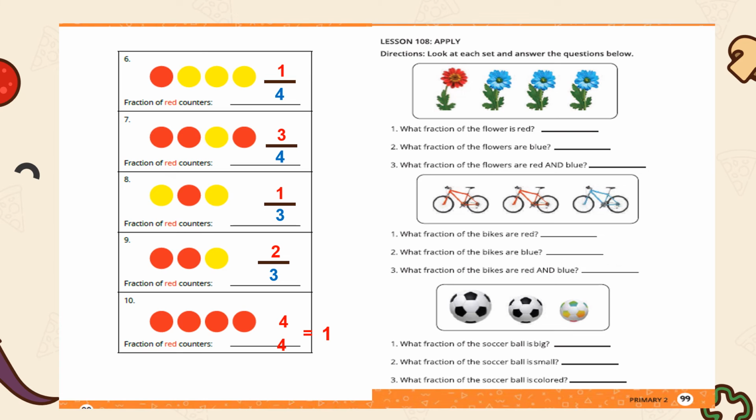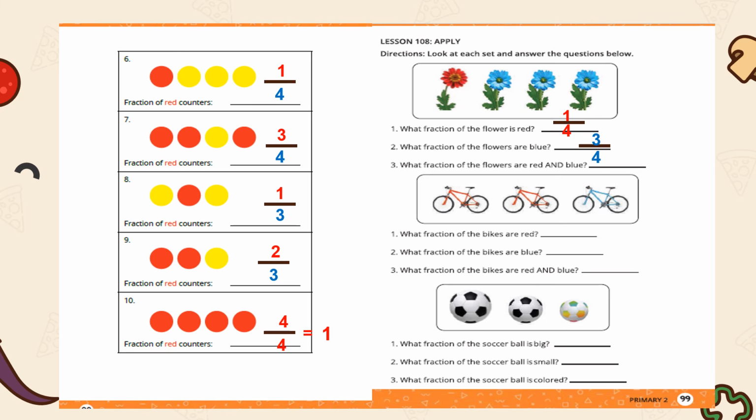Next page. Look at each set and answer the questions below. In number 1. What fraction of the flower is red? First thing, the total parts are 4. And how many red? Just 1. So the fraction is 1 over 4. Number 2. What fraction of the flowers are blue? They are 3 over how many? Total, they are 4. So the fraction is 3 over 4.